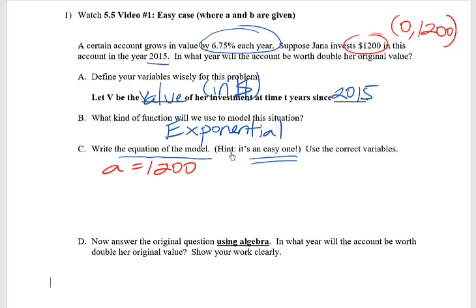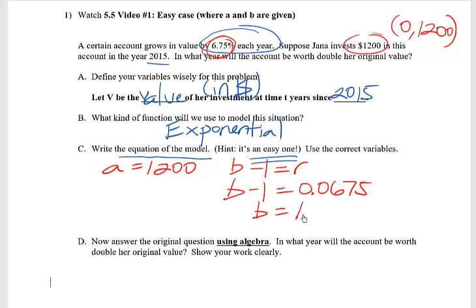As far as the B, they didn't hand it to me directly, but I can get it pretty easily using that little formula B minus 1 equals R. Remember, there was that connection between the base multiplier and the constant percent. The R is the constant percent. They gave me the constant percent. I just need to write that as a decimal and then solve for B. So that would be 0.0675. And then if I add 1 to both sides, I will have 1.0675. That would be the value of the B.